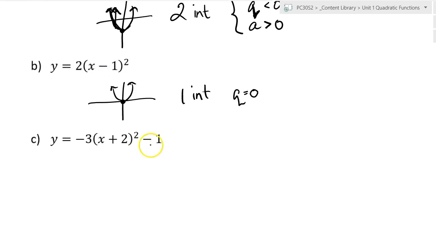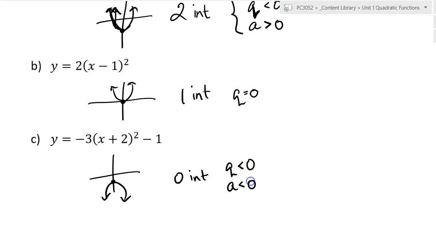Finally, if Q is below 0 and my parabola is opening downward, I get 0 intercepts. So I could describe that as Q is less than 0 and A is less than 0. Can you think of another scenario where this would be the case?